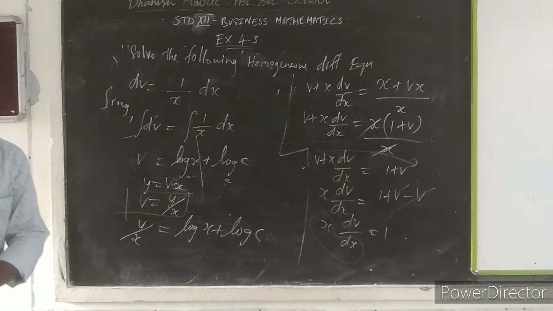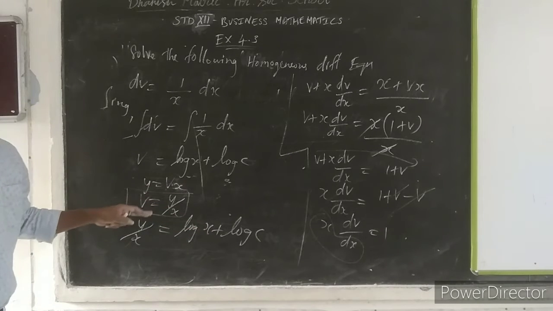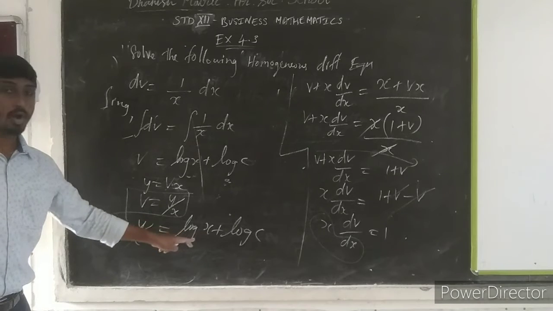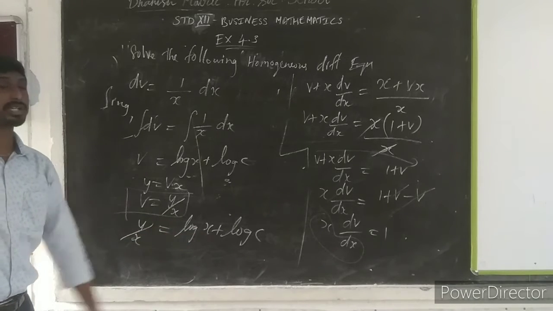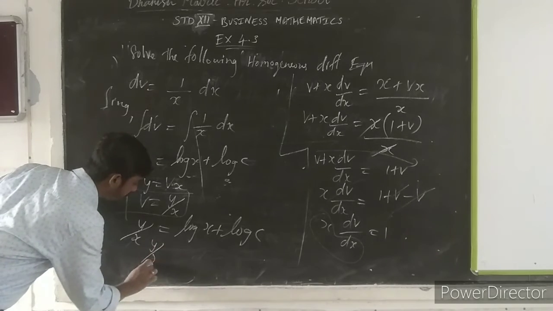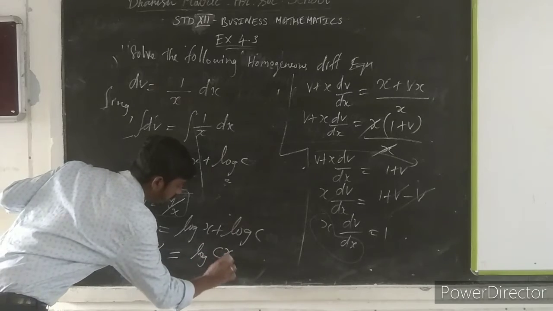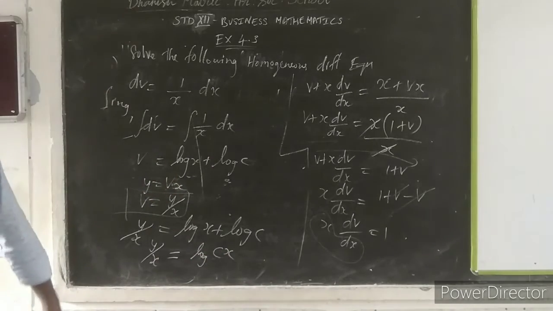Log x plus log c here. So now we are going to apply this: the log will be taken common. It looks like log x plus log c, so it will be an addition. You have to write like this: y divided by x equal to log cx.